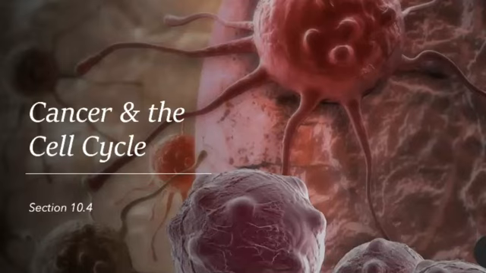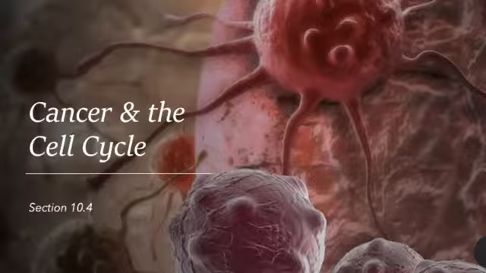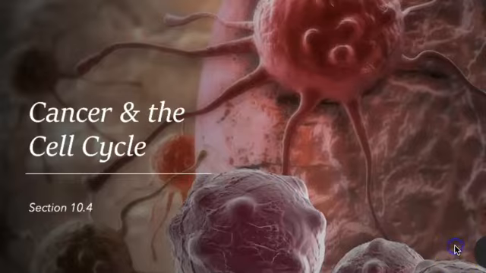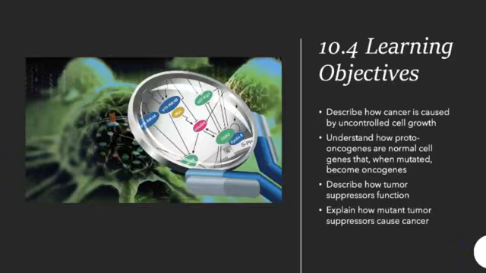Welcome to our video lecture on section 4 of chapter 10 on cancer and the cell cycle. Our learning objectives are to describe how cancer is caused by uncontrolled cell growth, understand how proto-oncogenes are normal cell genes that, when mutated, become oncogenes, and describe how tumor suppressors function. And lastly, explain how mutant tumor suppressors cause cancer.